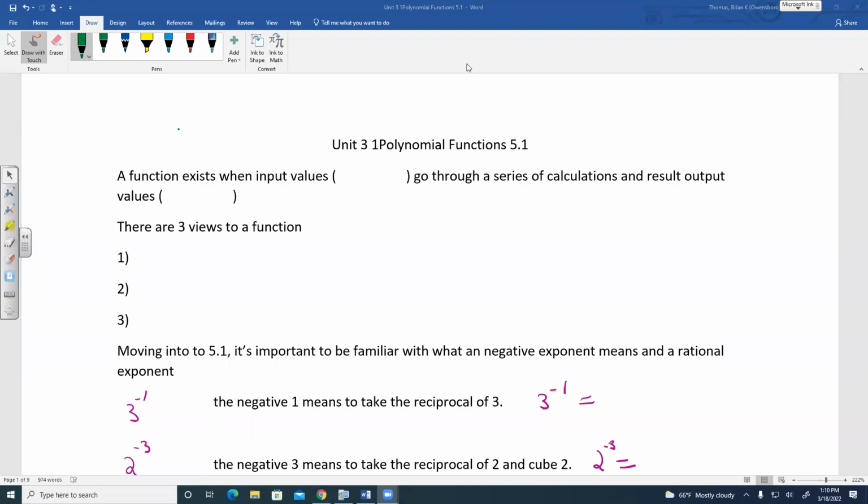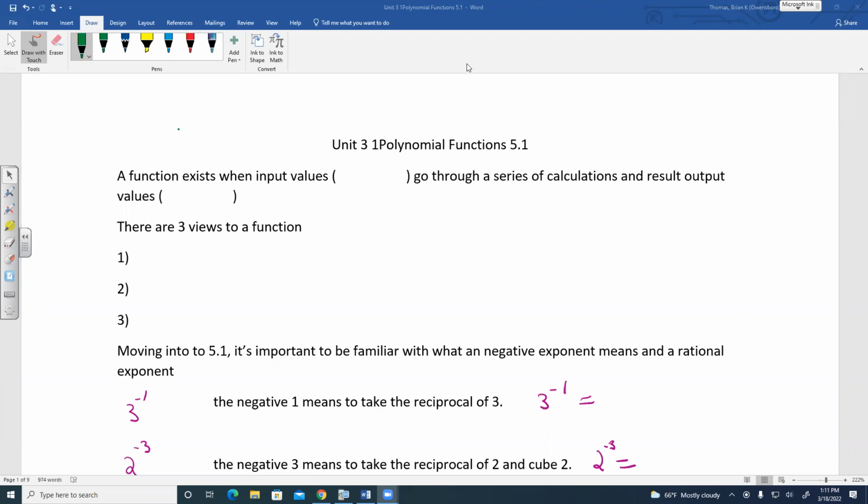So unit 3, we're going to begin with working again with polynomial functions. This is going to be chapter 5, section 1. So again, we're going to be working again with functions. So just to remind you what a function is.